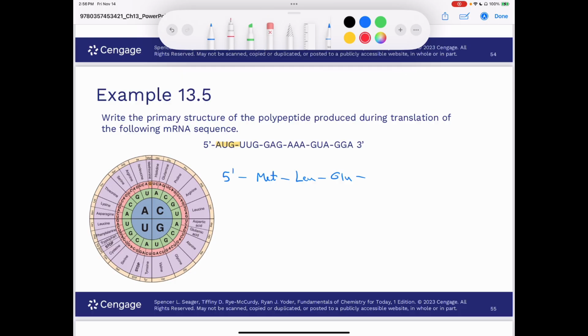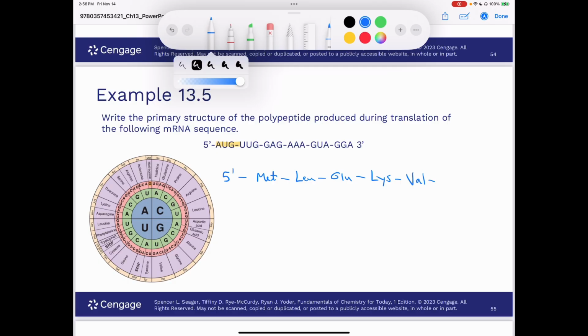Next, we have AAA. So for AAA, we have A, and then A, and then A. And so that's lysine. So we'll put lysine here. All right, erase that. Next, we have GUA. So we have G, U, and A, and that's a valine. So we'll put our valine.